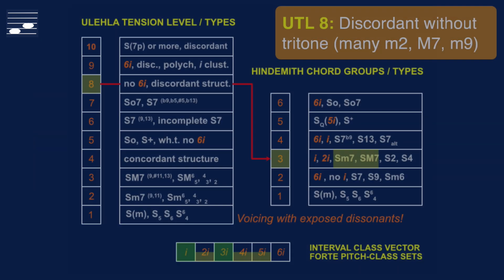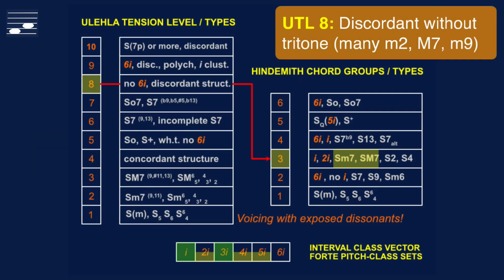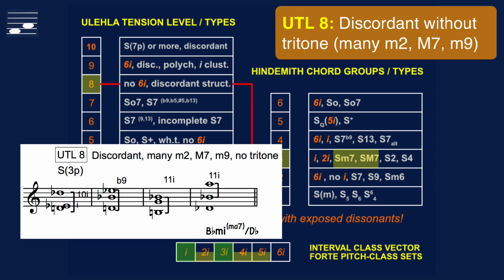At the highest tension levels, Ulehla puts discordant chord structures, with their many highly exposed dissonant intervals. Here we find many minor seconds, major sevenths and minor ninths. Level 8 lacks the tritone interval 6i, and therefore they correspond to the medium to high tension level Hindemith group 3. These are three-part examples, with a sharp dissonance marked by brackets on the right.